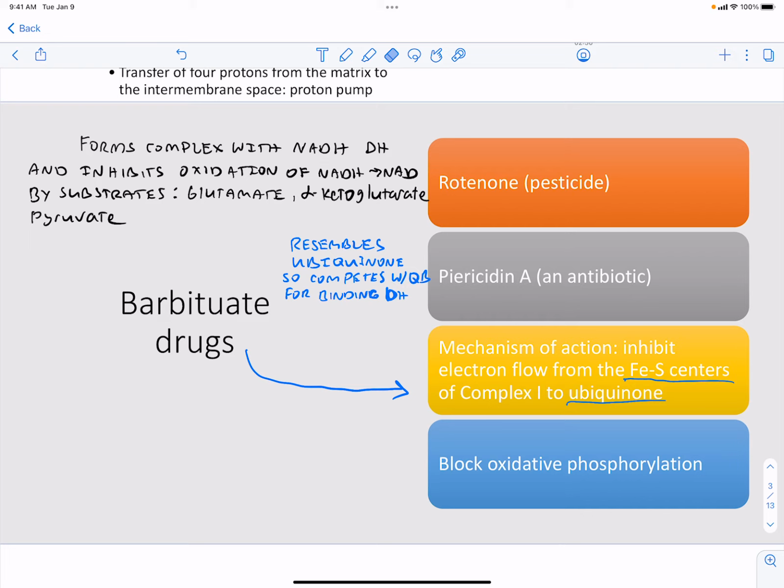Now, an antibiotic that was isolated from a bacteria, piericidin, is going to resemble ubiquinone. And so this is going to complex or compete with ubiquinone in picking up the electrons. All of these are going to have the ability to block oxidative phosphorylation at that first step. So it's going to block any of the NADH you made in the TCA cycle from entering the electron transport chain.